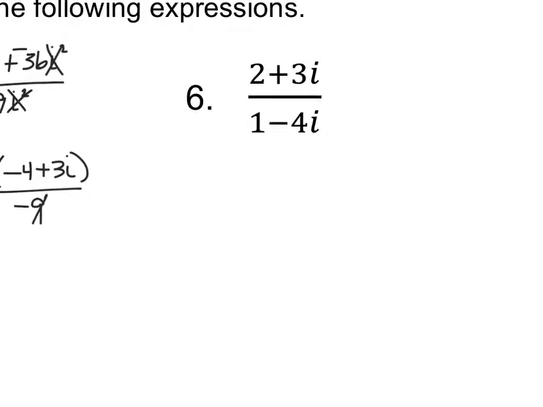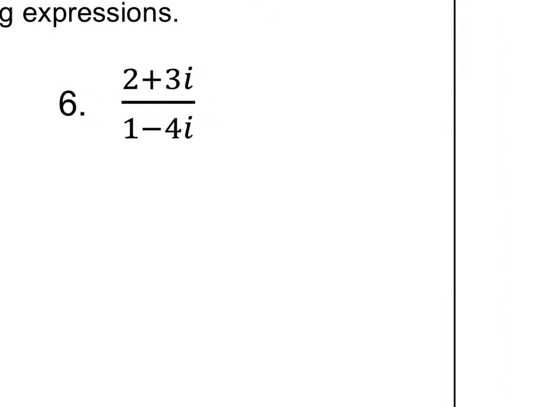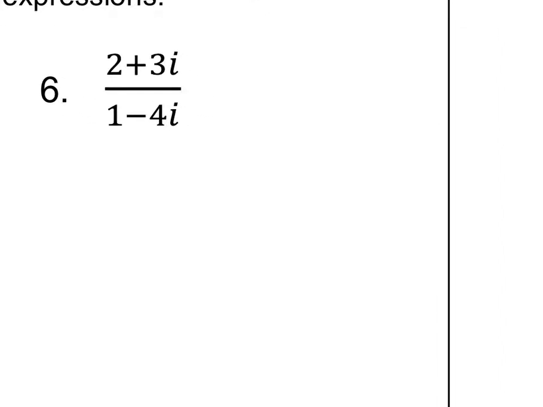Okay, let's take a look here at this next example. Now this one you'll notice you have a binomial on the bottom. If I have a monomial, I just multiply by what the bottom is. On a binomial, I'm going to have to multiply by the conjugate. It's the conjugate of the bottom number, not the top one. We don't care about the top. The conjugate of the bottom number is 1 plus 4i.